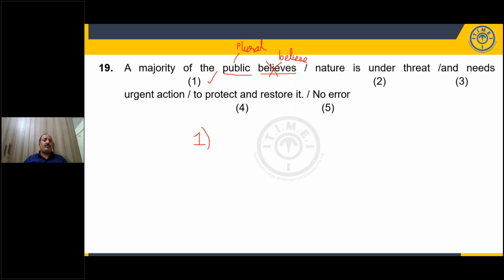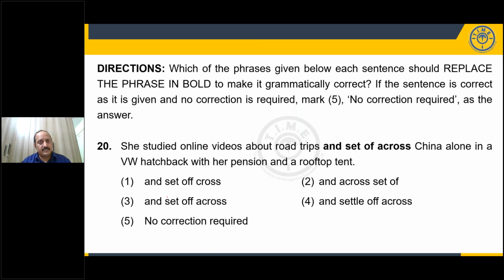Even if I do not know what the correction is, but I'm sure that there is an error in that part, I can still mark that and proceed ahead. Now let's move on to phrase replacement. Which of the phrases given below each sentence should replace the phrase in bold to make it grammatically correct? So there's a part that's given in bold. There are 4 corrections given for it. And if the sentence is correct and no correction is required, mark 5, no correction.